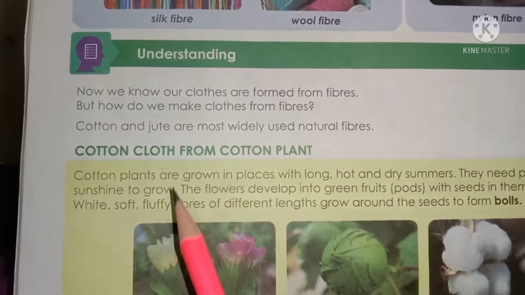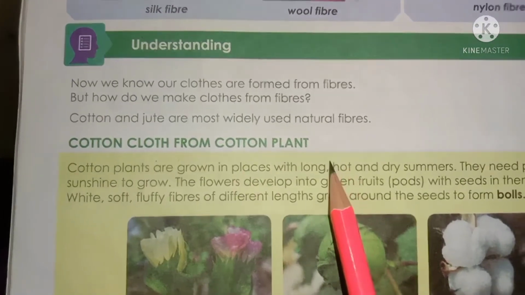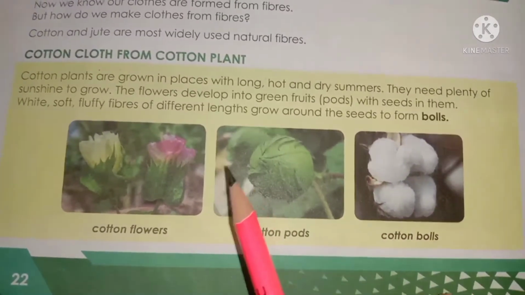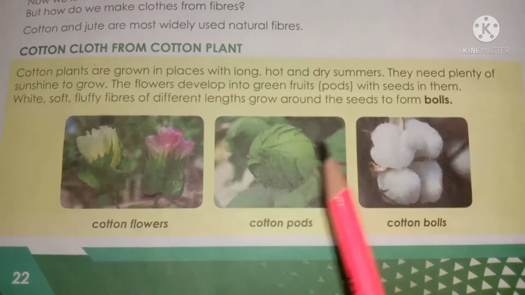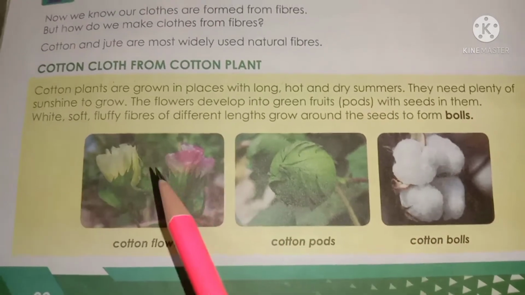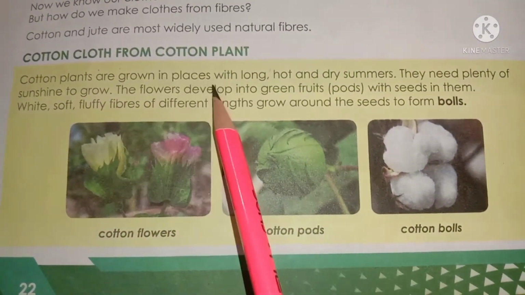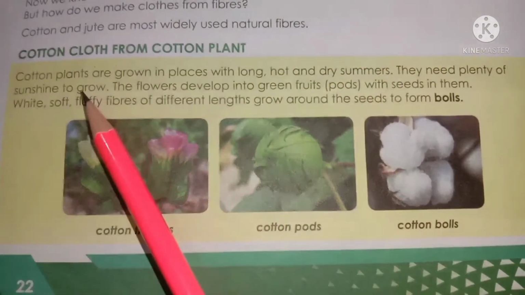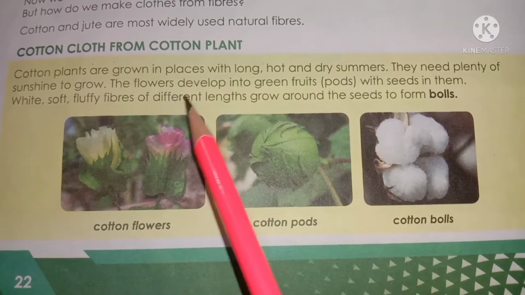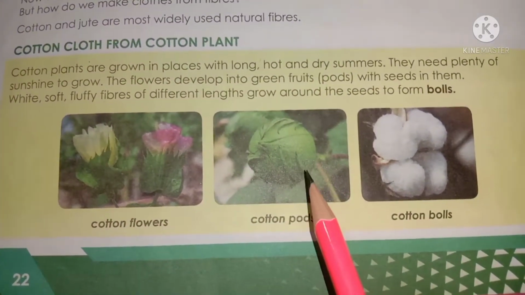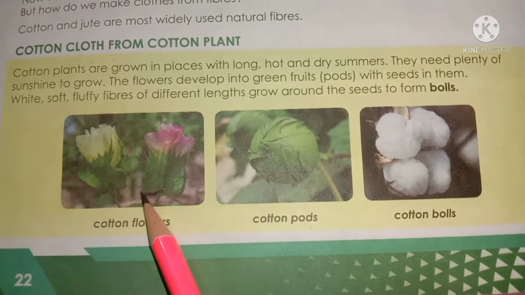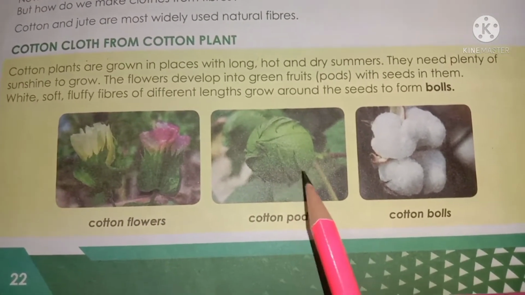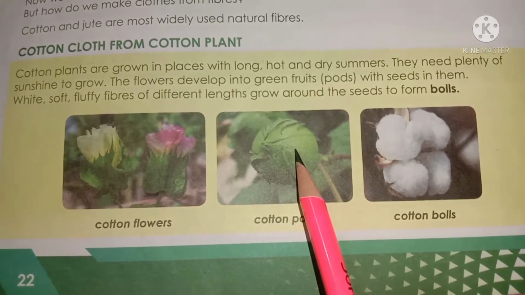Okay children, see the cotton cloth from a plant. Let us see how we get cotton from a cotton plant, and the steps in making a cotton cloth. First, cotton plants are grown in places with long, hot and dry summers, so they need plenty of sunshine to grow. The cream or pink colored flowers develop into green fruits, that is pods, which have seeds in them.